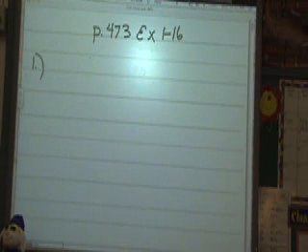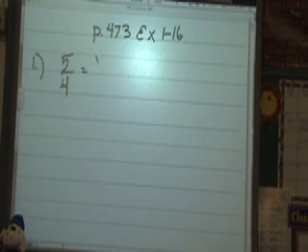Obviously that would be very hard to measure unless you had a crane lift or some kind of crane to do it. But next to that building is a flag, and we can see the shadow of the building and the shadow of the flag. So what proportion could you use to find the height of that building? 5 over 4 equals h over 12. The flag over its shadow equals the building's height over its shadow.